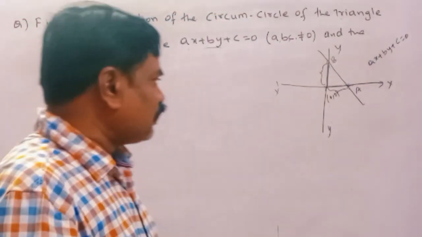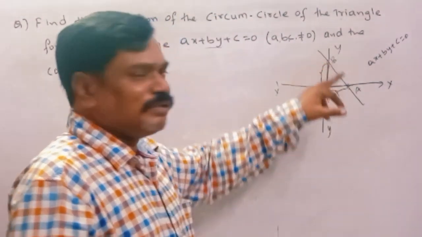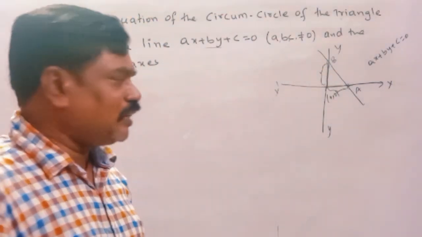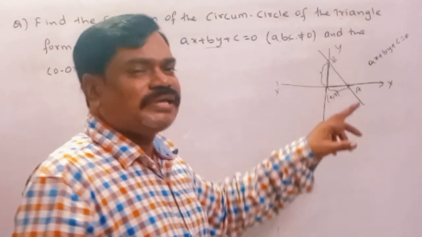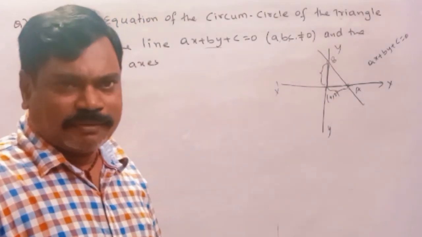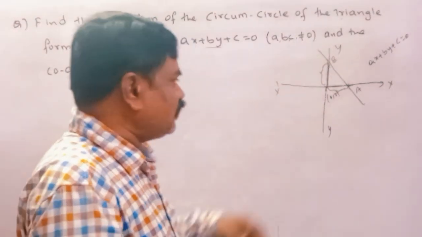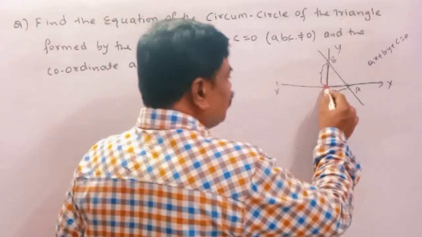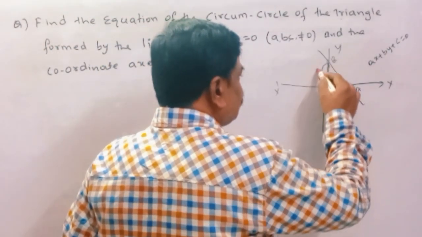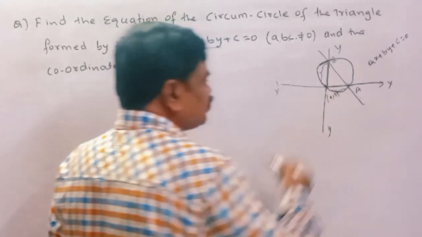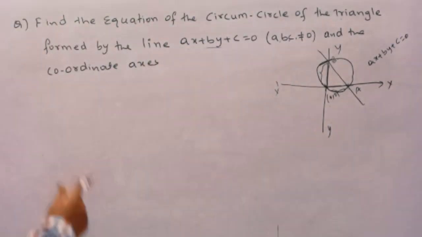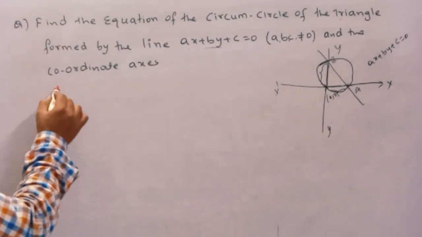And also you see AB is the diameter, and A and B are the two extremities of the diameter. Then we have to find the circumcircle equation. The circumcircle equation is like this. Okay, all of you.